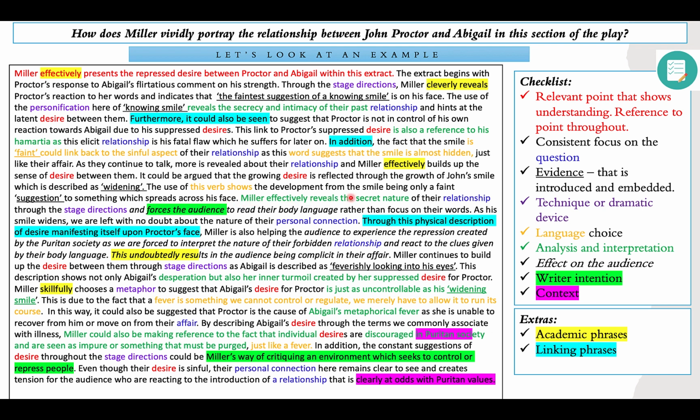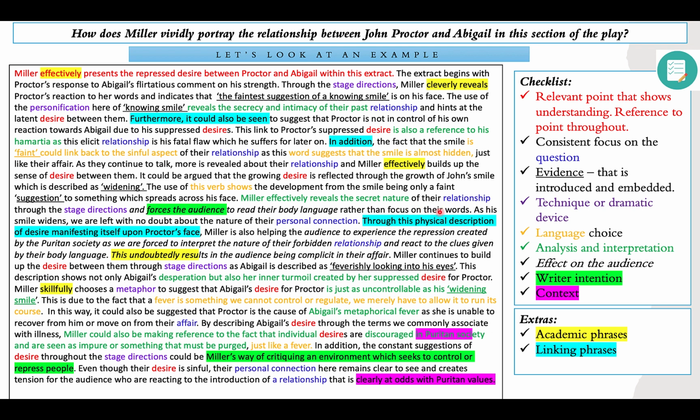Miller effectively reveals the secret nature of their relationship through the stage directions. So I'm now interpreting what he's doing, and this could also be a link back to his intention. Through the stage directions, so we have a dramatic device here, and forces the audience. So this is writer's intention. He is forcing you. That's something that he's done. It's also in italics because it's the effect. So this doubles up. This is both Miller and audience. So it forces the audience to read their body language rather than focus on their words.